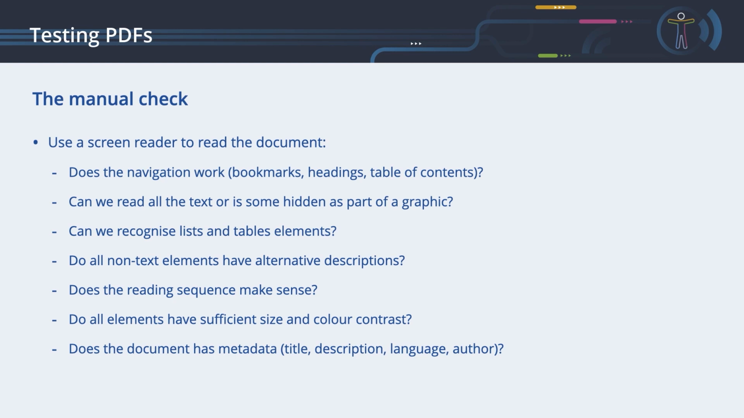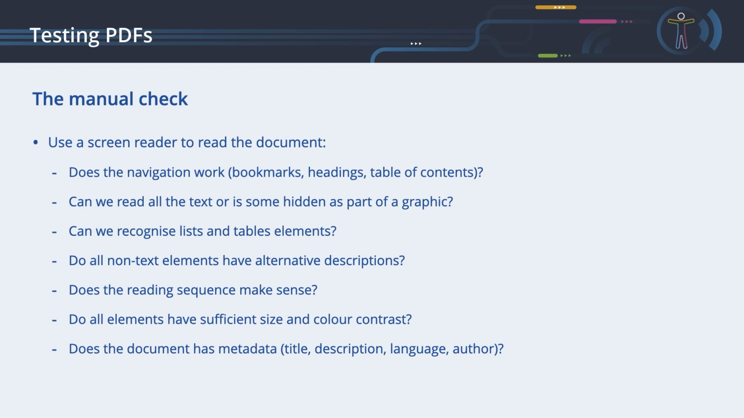Can we read all the text, or is some hidden as part of a graphic? Can we recognize lists and table elements? Do all non-text elements have alternative descriptions so that people with visual disabilities can get information on their content? Does the reading sequence make sense, or do the elements seem to appear in a random order?